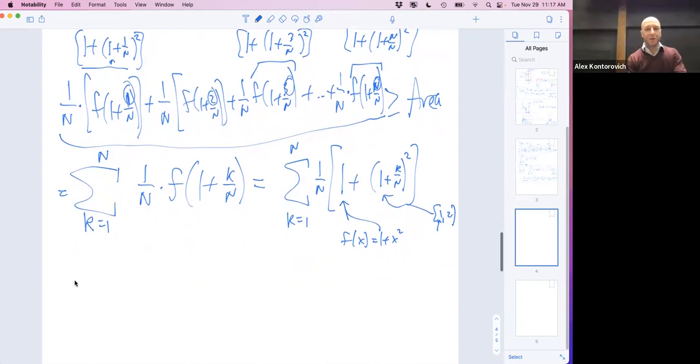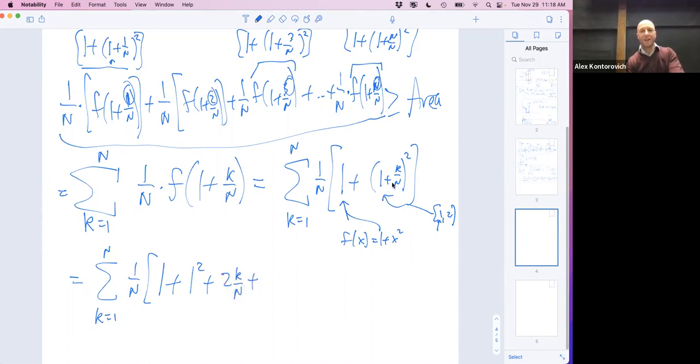Well, let's continue the calculation. We have a sum as k goes from 1 to n, 1 over n. And now let's open this up. Let's open the square, multiply this out. So I have 1 plus. If I open up the square, I get 1 squared. I get the cross term 1 times k over n. And how many times do I get that? I get that twice. So that's 2 times k over n. And then I get the square of this, which is k squared over n squared. Does that make sense? Does everybody see what we did?